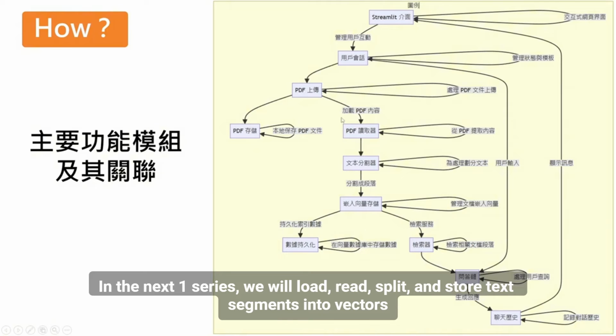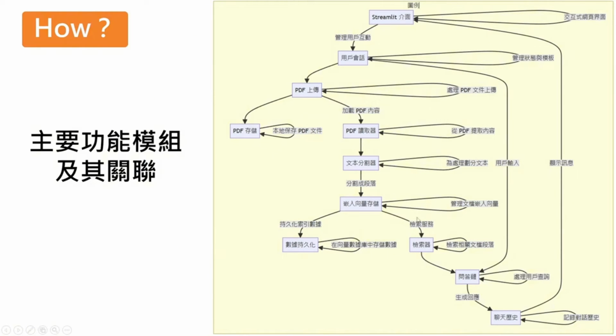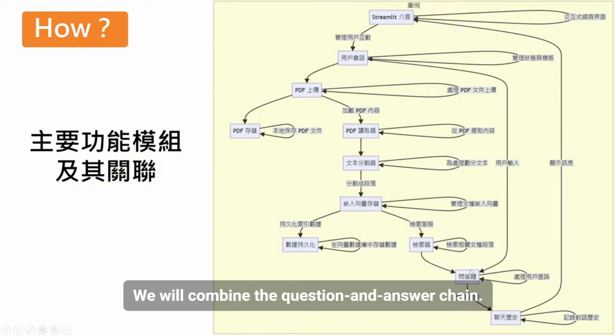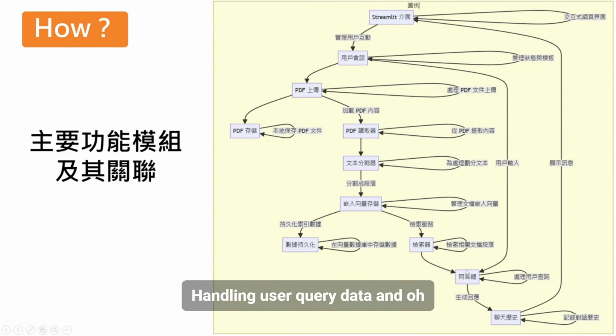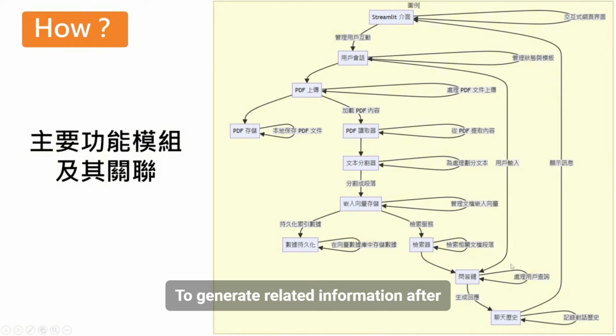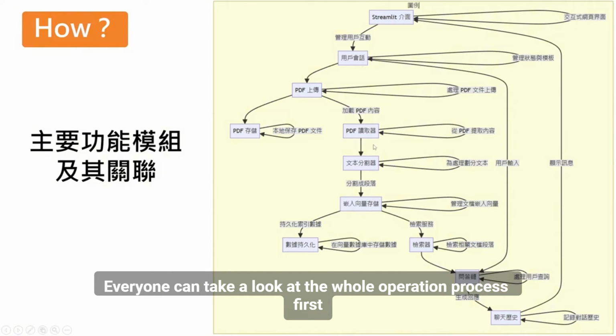In the next step, we will load, read, split, and store text segments as vectors. Then we put them into our vector library here. Then we have another part next, the retriever. After the retrieval is complete, we will combine the question-and-answer chain, handling the user query data and returning it together with the historical data to generate related information afterward. We are showing messages to the user here. Everyone can take a look at the whole operation process first.